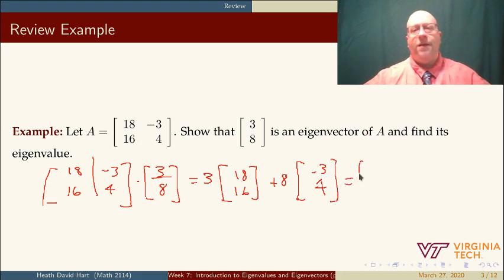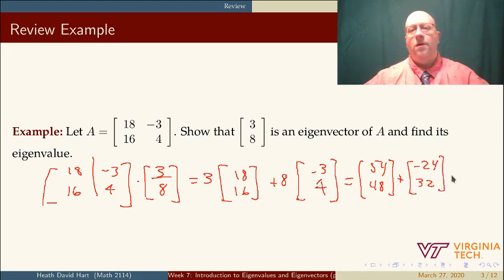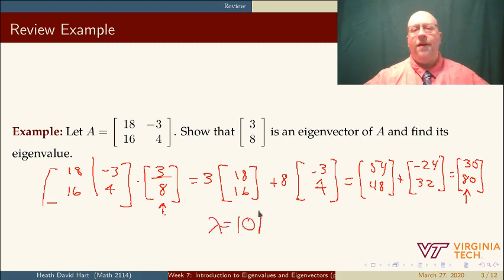Three times 18 is 54. 3 times 16 is 48. 8 times negative 3 is negative 24. And 8 times 4 is 32. 54 plus negative 24 is 30. And 48 plus 32 is 80. And so this vector that we finished with is exactly 10 times bigger than the vector we started out with. And so our eigenvalue is 10.